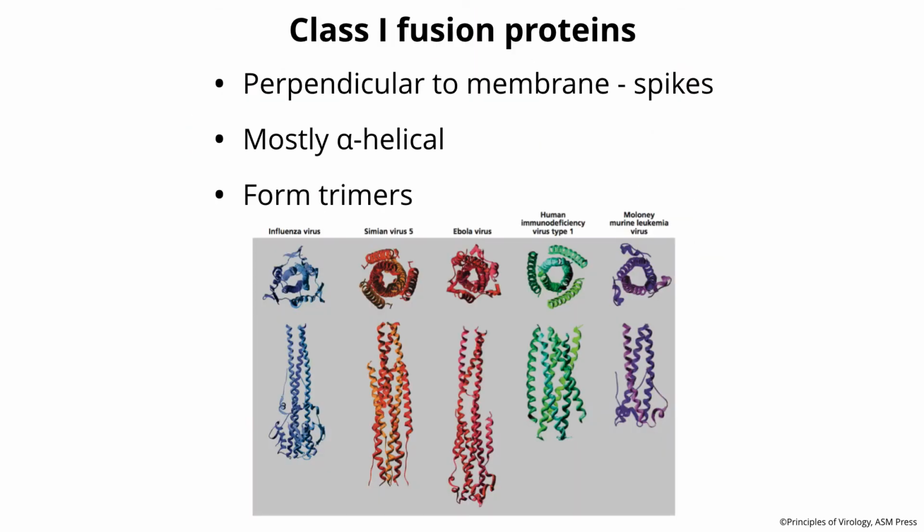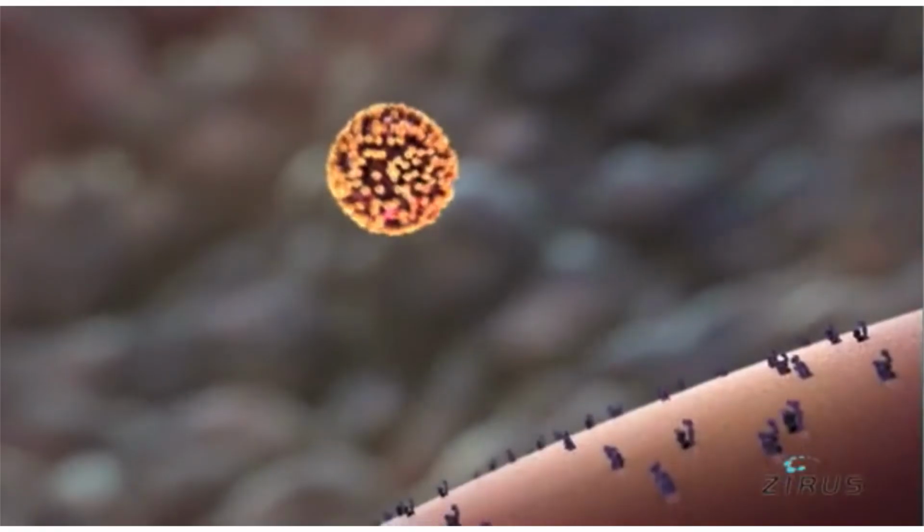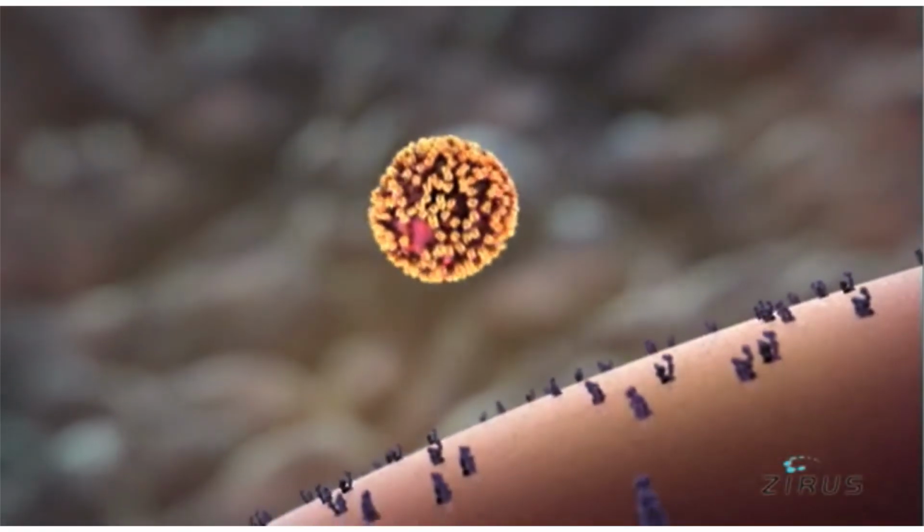There are a lot of viral proteins that have a similar mechanism for fusion. They're called class 1 fusion proteins. They're typically perpendicular to the virus membrane, so we call them spikes. They're mostly alpha helical, as you can see in all these different viral structures, and they form trimers, like the HA of flu. So we have flu, a paramyxovirus, Ebolavirus, HIV, a retrovirus of mice. They all have these type 1 fusion proteins that are trimers, and they all fuse by the mechanism that I've just told you about. So here's a movie of influenza virus entry.